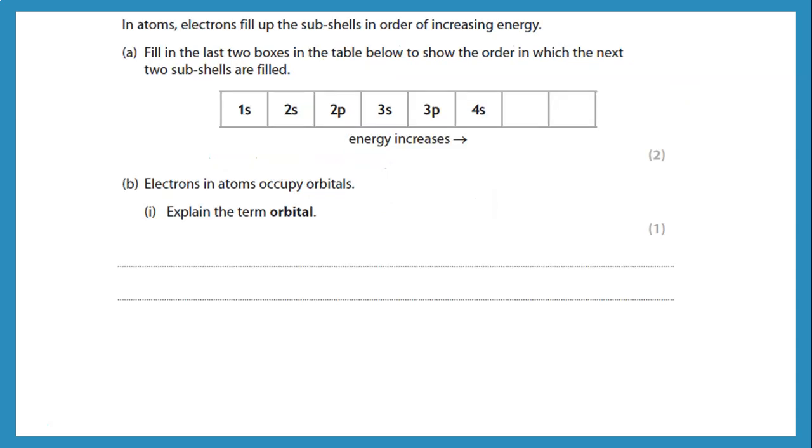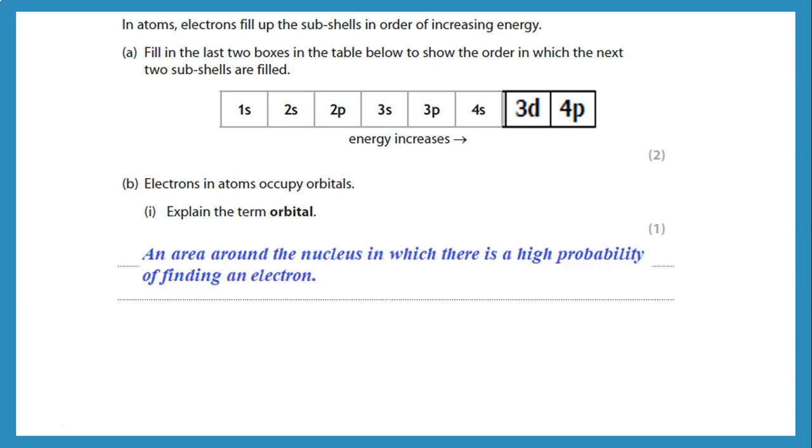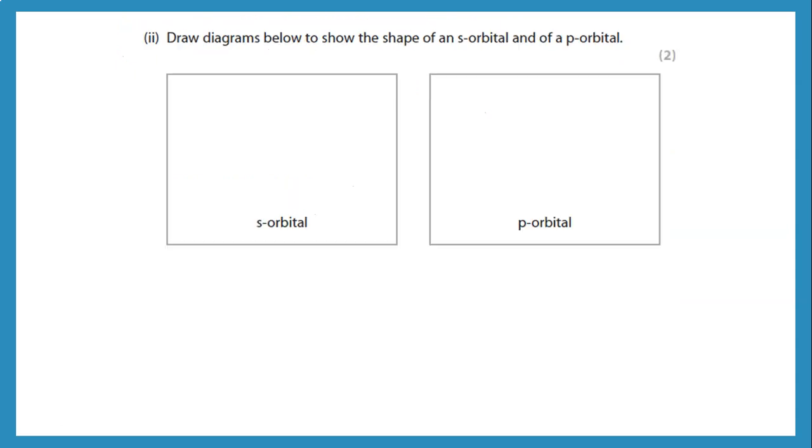In atoms, electrons fill up the sublevels in order of increasing energy. Fill in the last 2 boxes in the table below to show the order in which the next 2 sublevels are filled. Remember we said 1s, 2s, 2p, 3s, 3p, 4s, and then 3d, and then 4p. Please remember that. Explain the term orbital. What does the word orbital mean? Remember that an orbital is an area around the nucleus in which there is a high probability of finding an electron. So this is the place where the electron can be found.